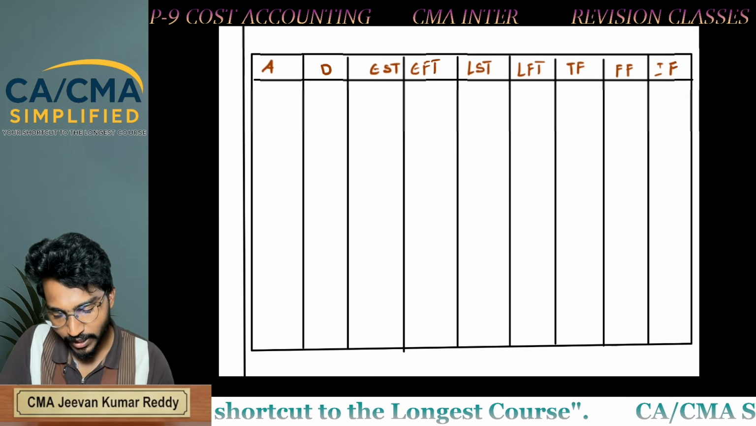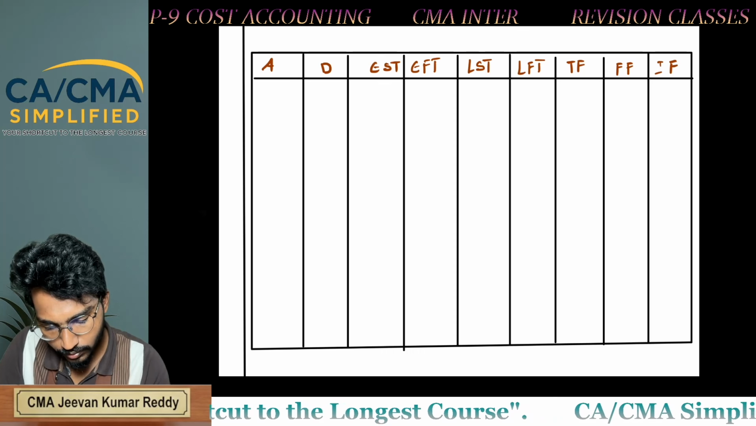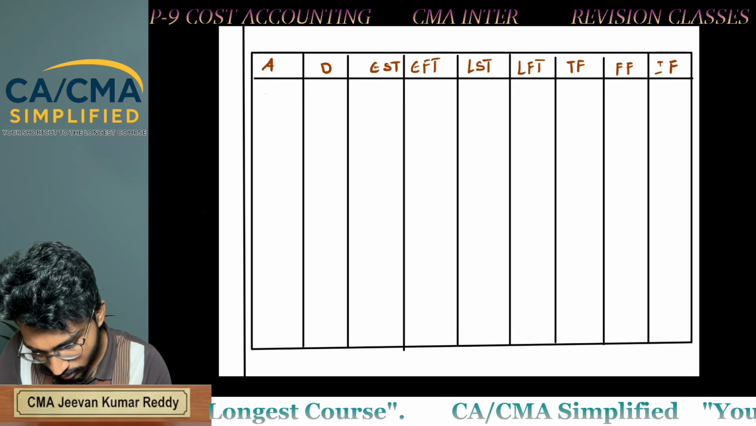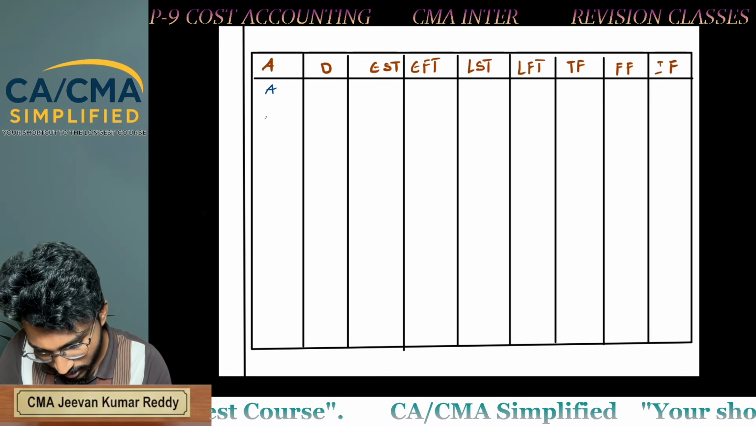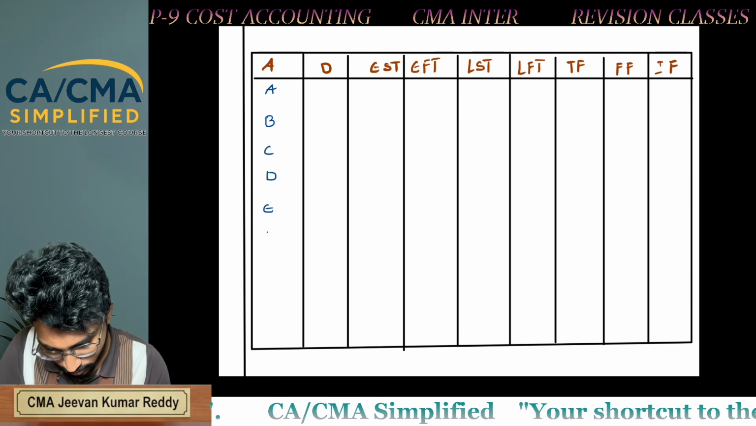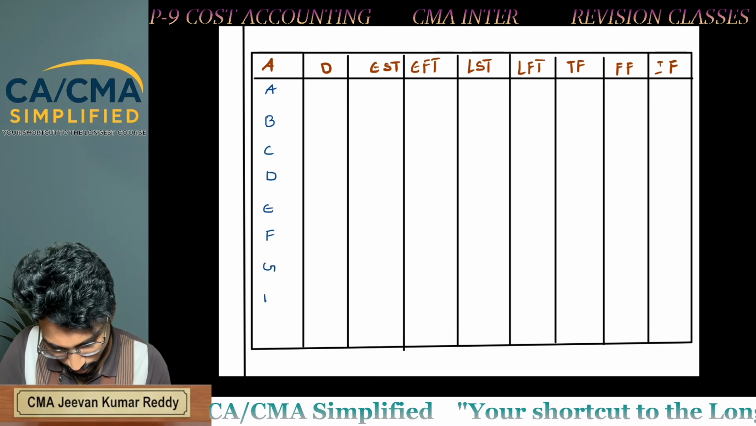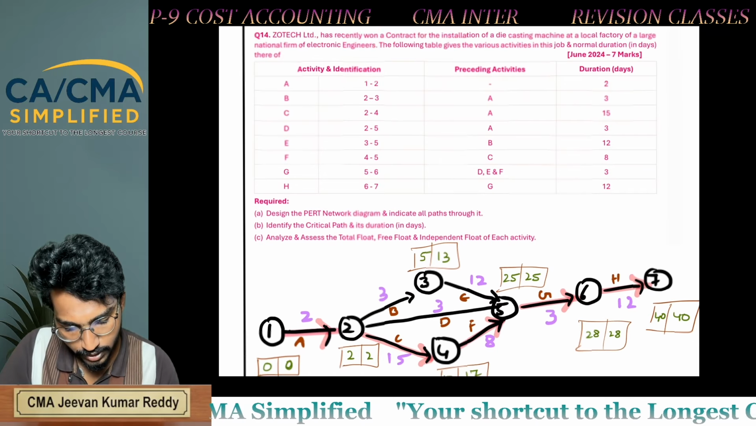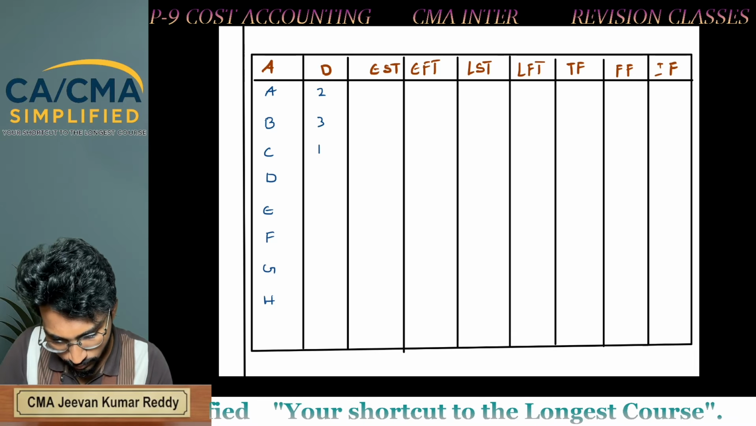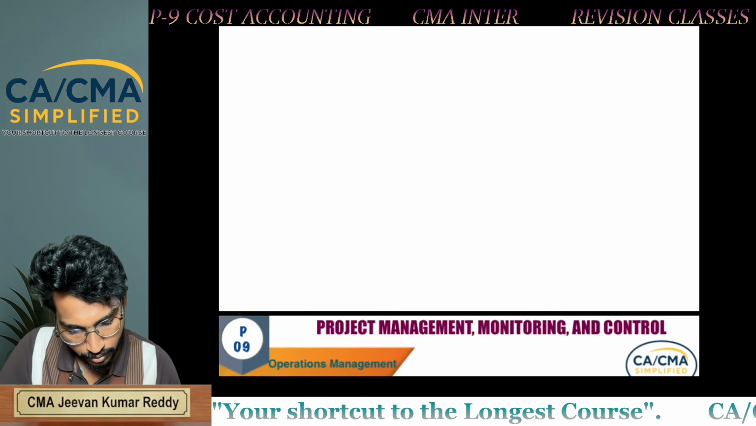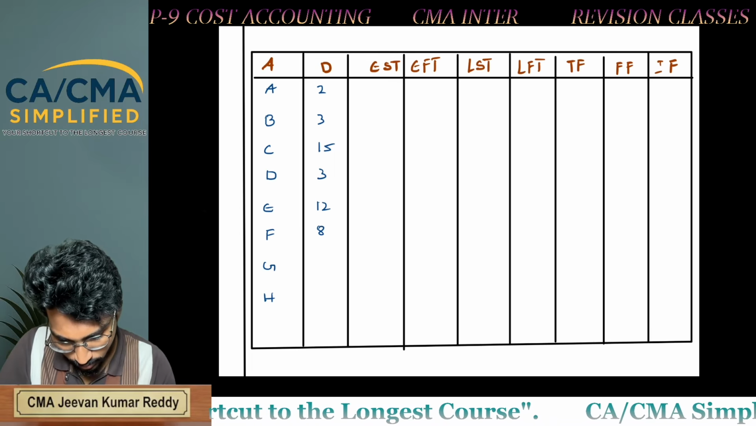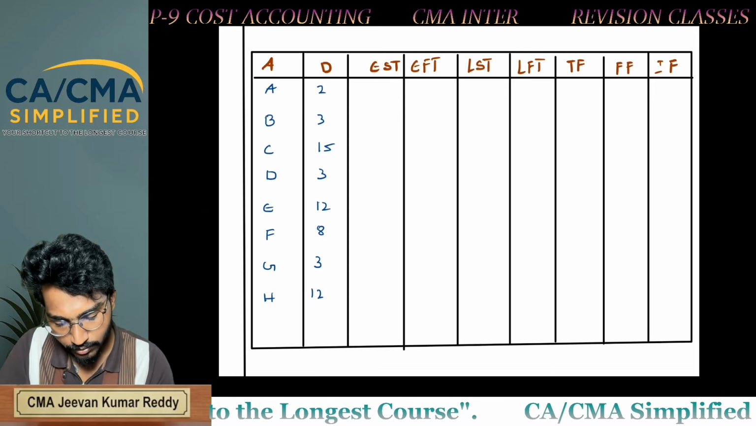Now, activities. What are the activities we have? A, B, C, D, E, F, G, H. Next, duration. What is the duration? 2, 3, 15, 2, 3, 15, 3. Next, 12, 8, 3, 12. Now, what is EST?